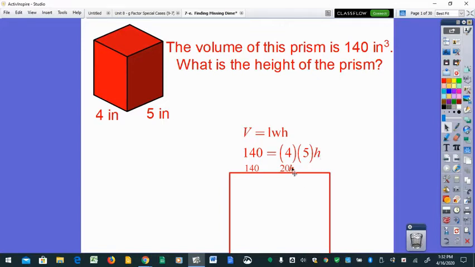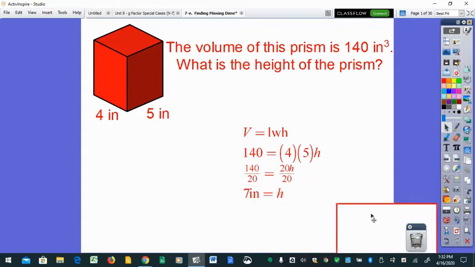A little confusing here, but I know that 4 times 5 equals 20, and that helps clean up that side. Now to get the H by itself, remember that the opposite of multiplying would be to divide. So you're going to see me divide both sides by that 20. We're solving a one-step equation. And when I take 140 divided by 20, I get the number 7. So my height is 7.